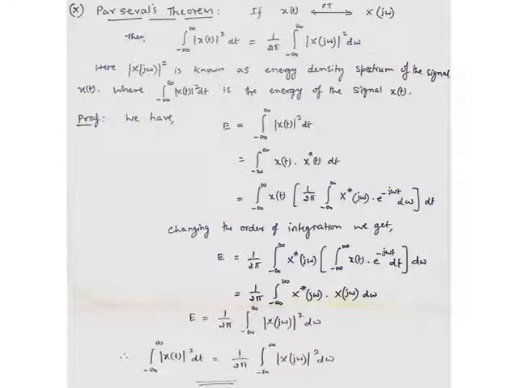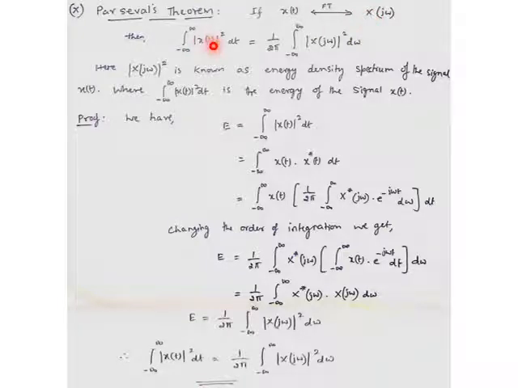Next is Parseval's theorem. We saw the same theorem earlier under Fourier series also, but the representation here is quite different. Let me look at this theorem. First, the definition of Parseval's theorem says that if I take the Fourier transform of x of t, I get x of j omega.